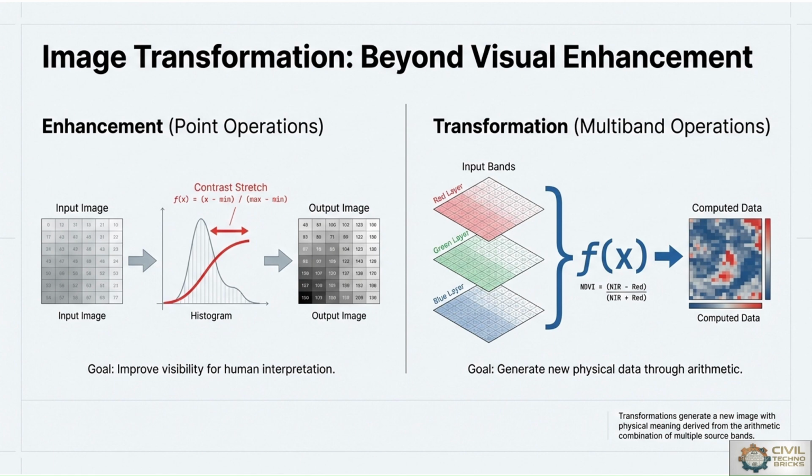Multiband transformation combines data from multiple spectral bands using mathematical operations. So in civil engineering, transformed images support land use mapping, site selection, and infrastructure planning by providing physically meaningful data.